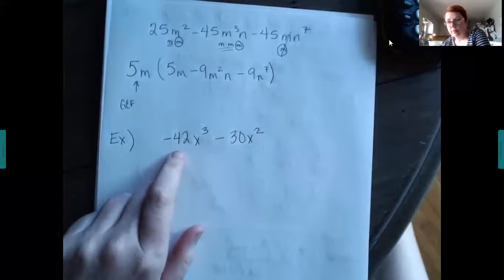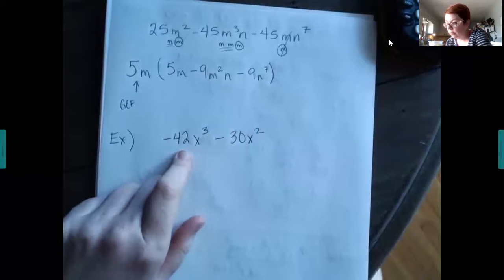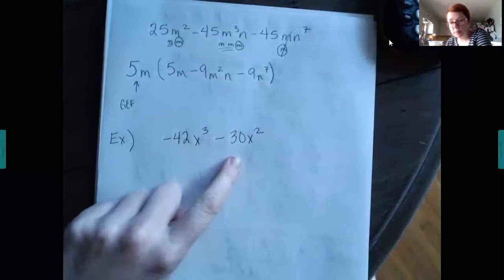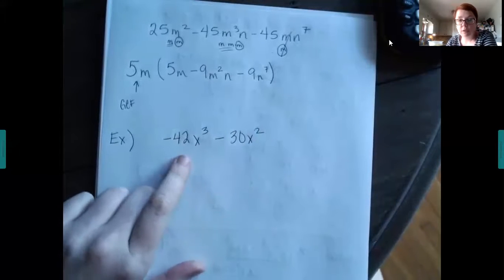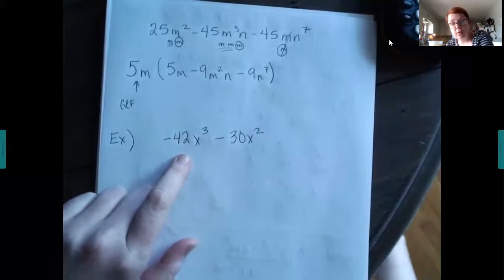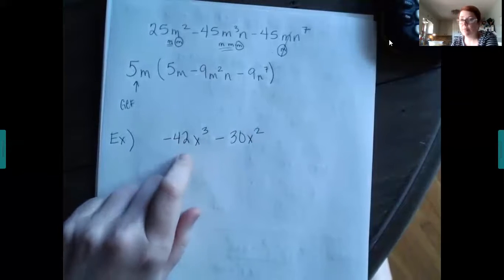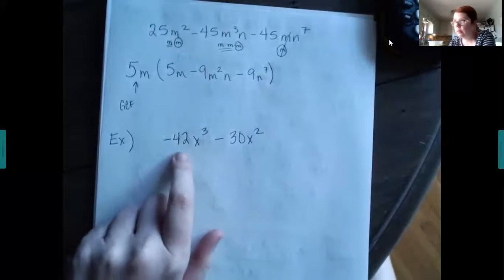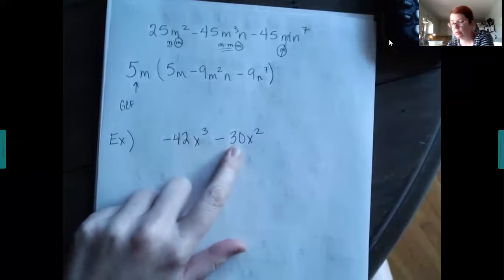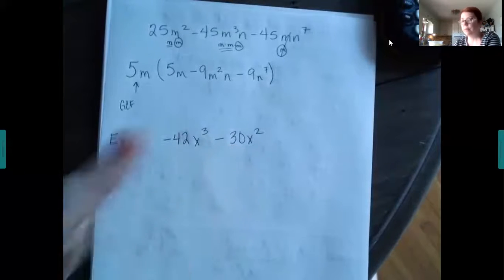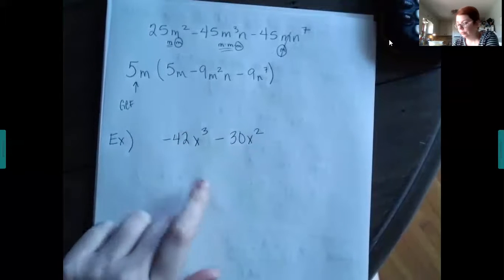So here, number-wise, I have 42 and 30, right? So number-wise, they're both even. I know I can divide them by 2, but 42 divided by 2 is 21, and 30 divided by 2 is 15. I feel like there's something more, right?